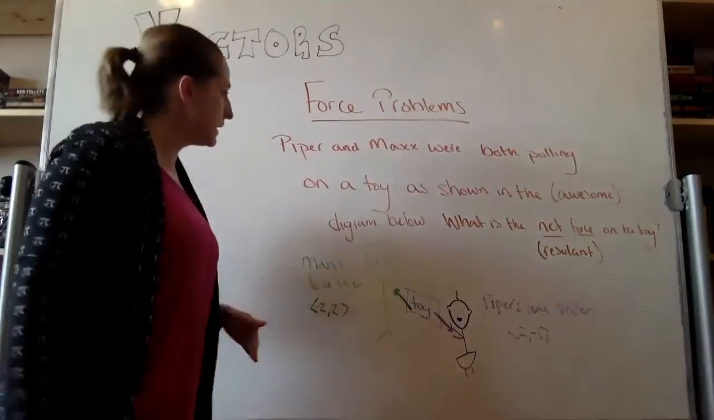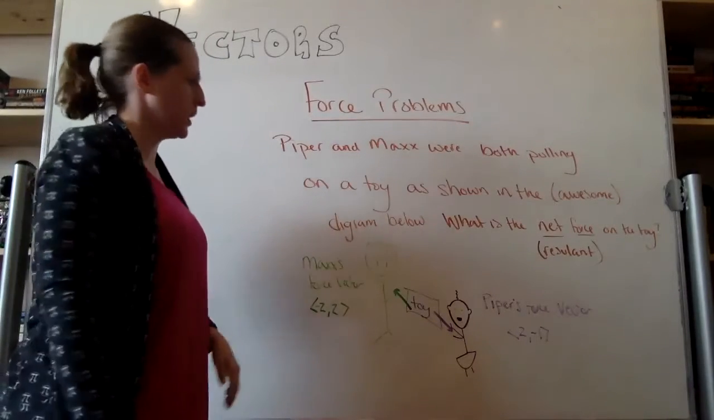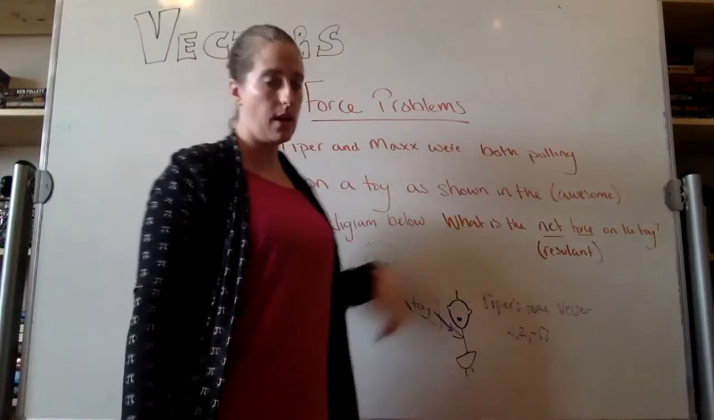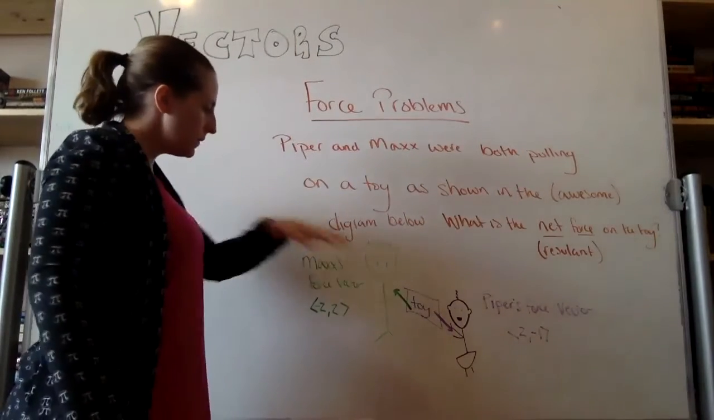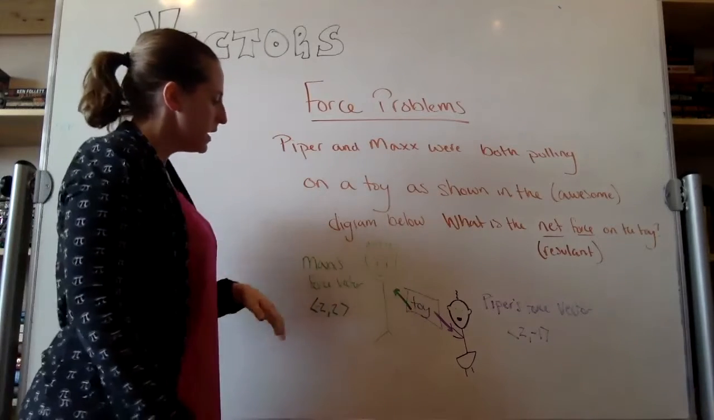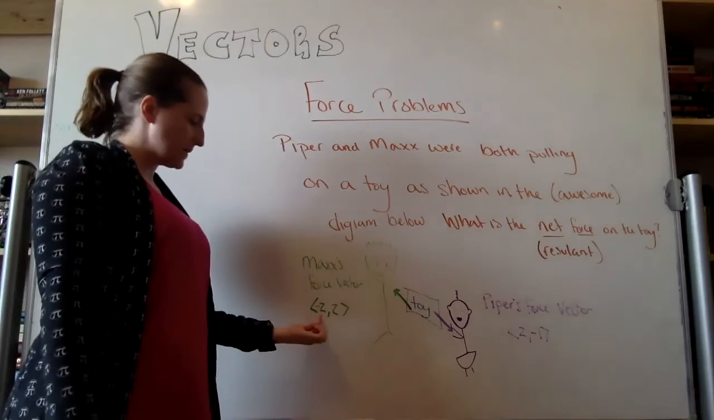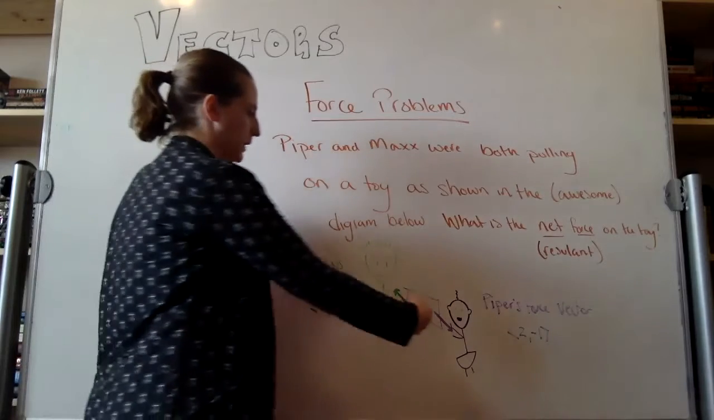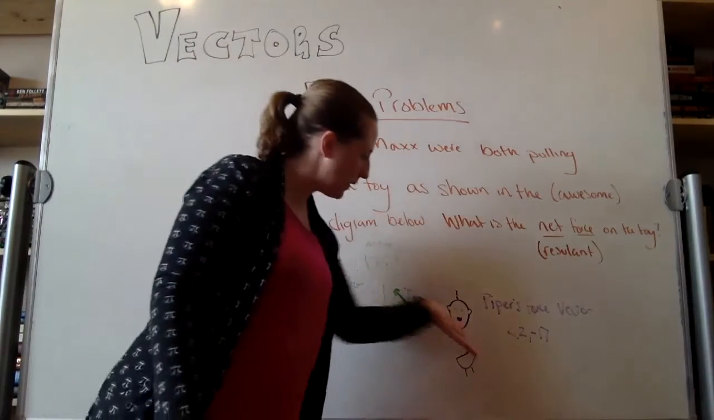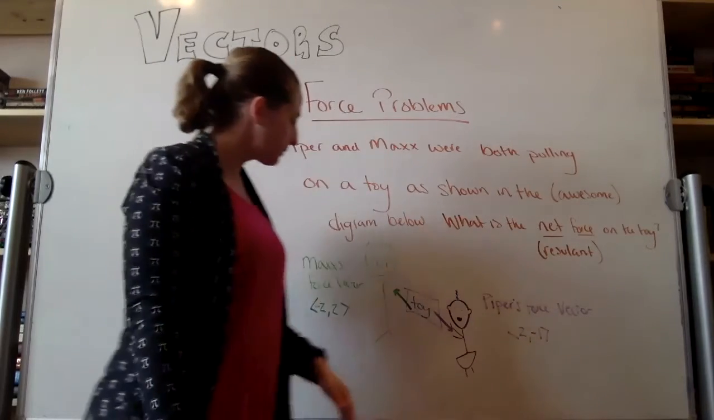Okay, so now let's look at an example. Piper and Max were both pulling on a toy as shown in this diagram below. What is the net force on the toy, also known as the resultant on the toy? In this picture we have Max pulling in this direction, with a vector that I represented as -2, 2. So he's pulling upwards in this direction. Piper is pulling downwards in this direction, so her vector might be 2, -1.